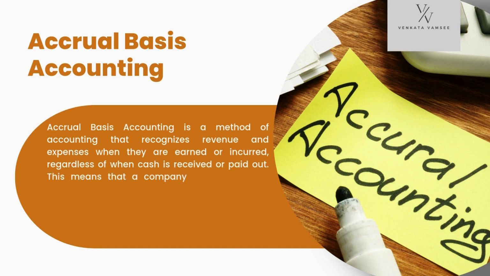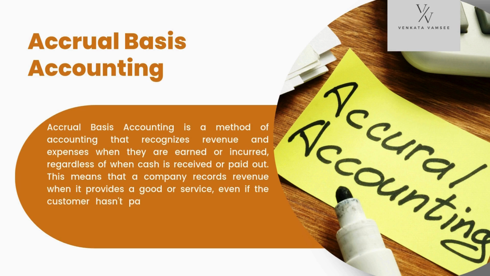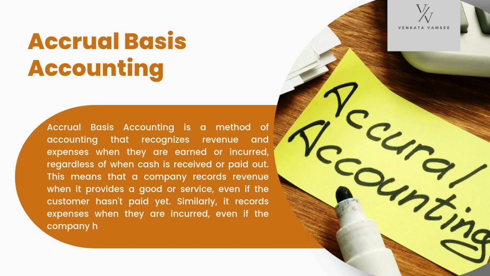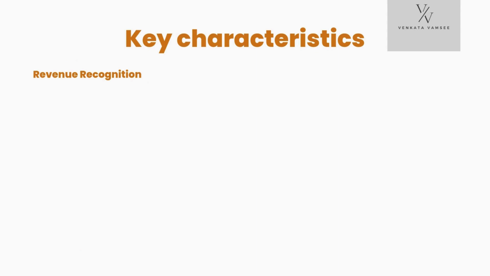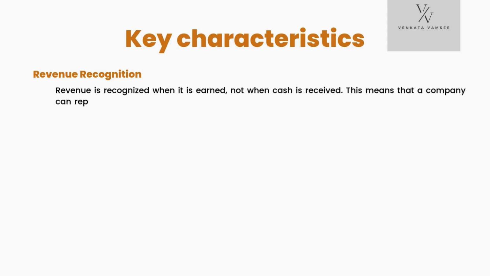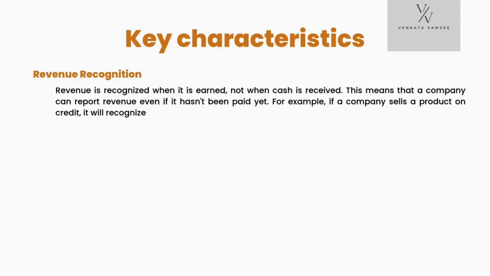This means that a company records revenue when it provides a good or service, even if the customer hasn't paid yet. Similarly, it records expenses when they are incurred, even if the company hasn't paid for them yet. Key characteristics. Revenue recognition. Revenue is recognized when it is earned, not when cash is received. This means that a company can report revenue even if it hasn't been paid yet. For example, if a company sells a product on credit, it will recognize the revenue when the product is delivered, not when the customer pays.